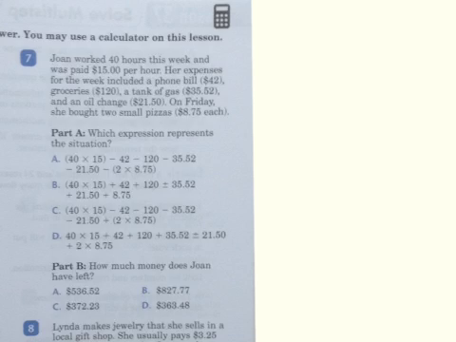So if you notice at the top right hand corner it says you may use a calculator on this lesson. Remember, when you see this calculator when you're taking the test, that means that you can use the calculator. If you don't want to use it while you're working the problem out, you may just want to check your multiplication or your adding and subtraction. Just check your math. So number 7 reads, Joan worked 40 hours this week and was paid $15 per hour. Her expenses for the week included a phone bill, $42, groceries, $120, a tank of gas, $35.52, and an oil change, $21.50. On Friday, she bought 2 small pizzas, $8.75 each.